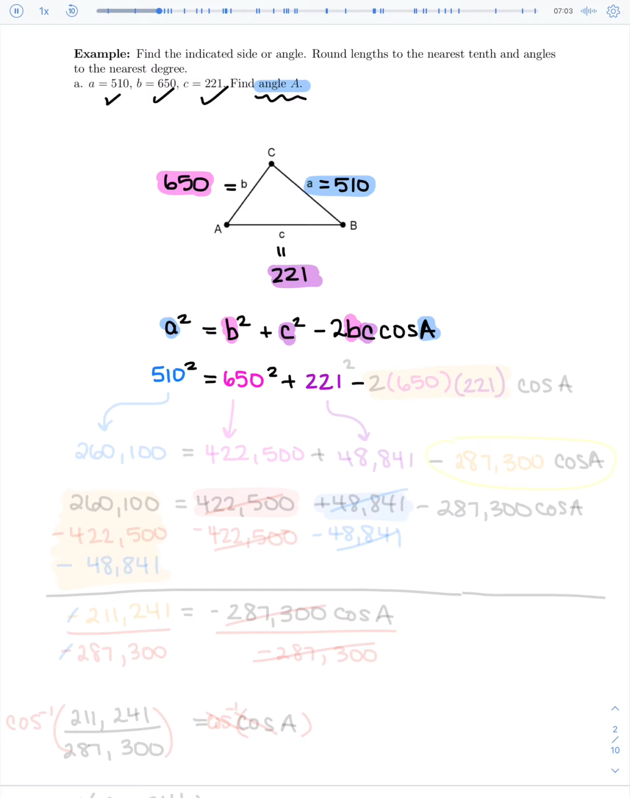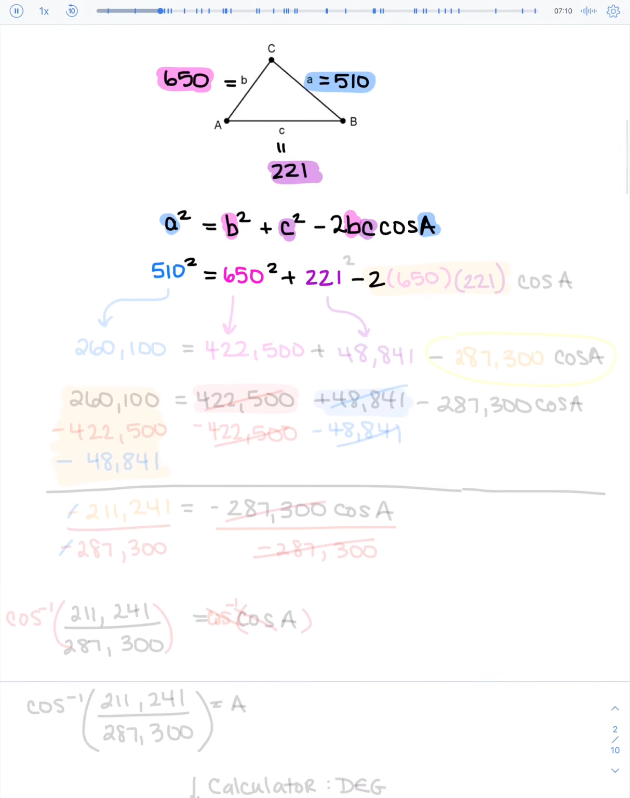minus your 2 times, getting there, times what first? B, which was 650, times C, which is 221. And we don't know A, so we're going to leave the rest alone. So that last part will just stay as cosine of A. That will not get filled in because that's what we're looking for. We're trying to figure out what A is. So how do we solve this?